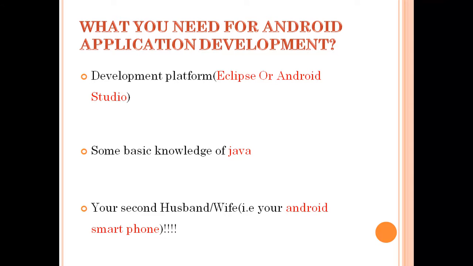What you need for Android application development is just three things. First, a development platform, that is Eclipse or Android Studio. Usually Eclipse is easier than Android Studio, but Android Studio has more options than Eclipse. For starters, I suggest Eclipse. Second, some basic knowledge of Java. There is no restriction that you only need to know Java; it is okay if you know C and C++. While learning Android application development, you will learn Java hand in hand. And the third thing you require is your second husband or wife, that is your Android smartphone.